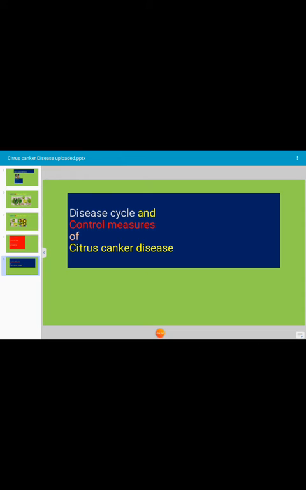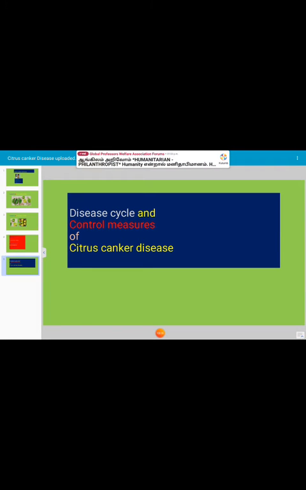The citrus plant is a perennial plant, and the plant remains in the field for several years, and the pathogen remains on the infected plant for several years because the host is perennial. And through the wind or through insect visits, the pathogenic organism is transferred from one place to another. This is the main source of the pathogen.